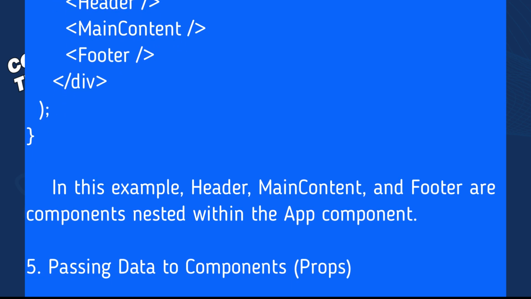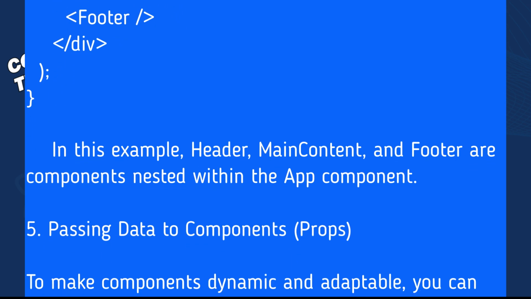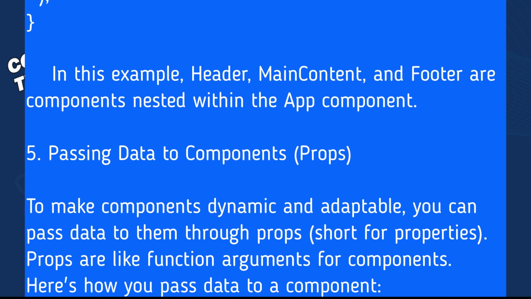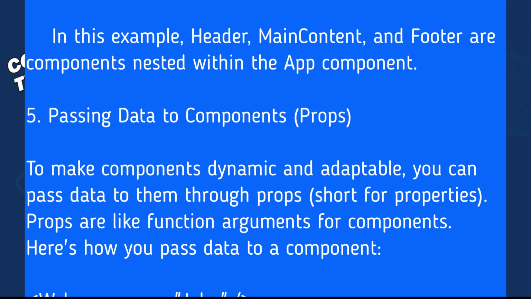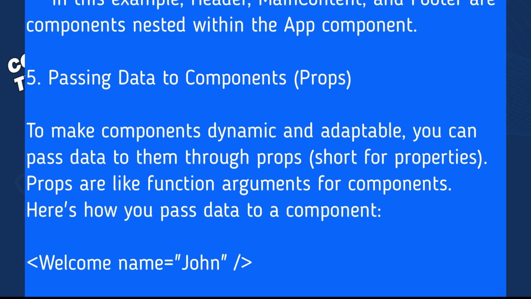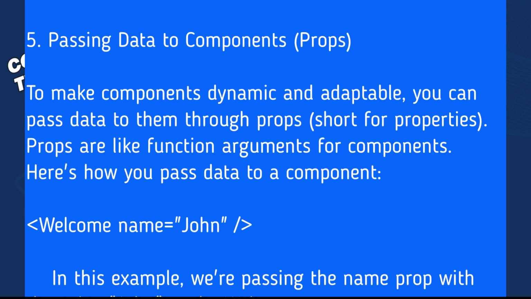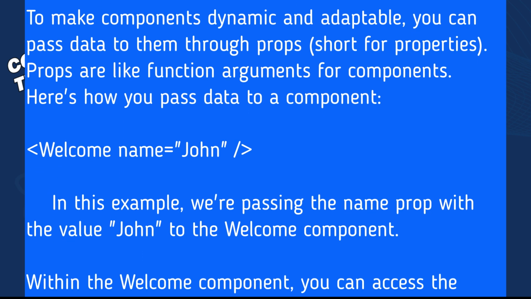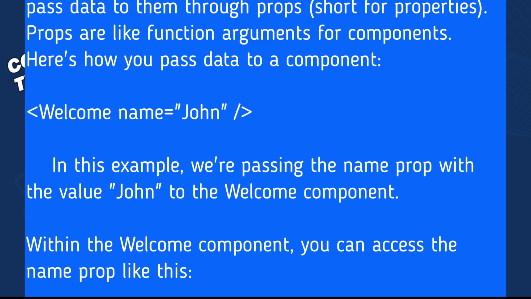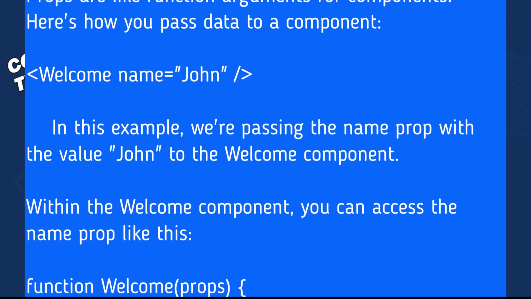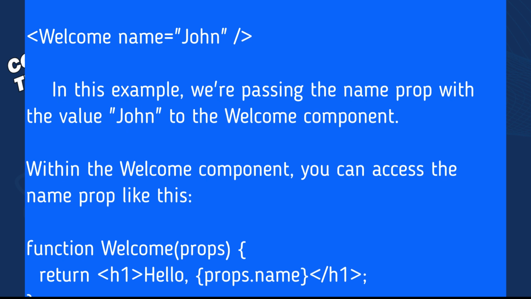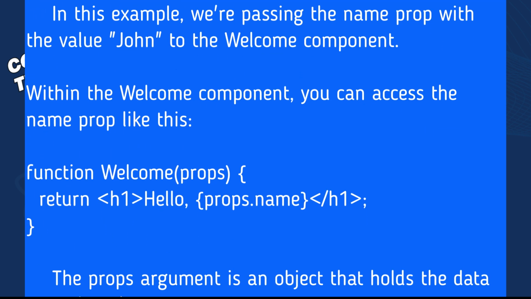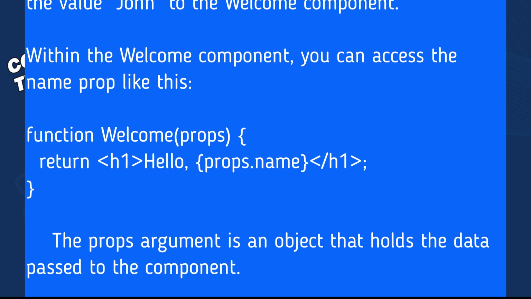5. Passing data to components: props. To make components dynamic and adaptable, you can pass data to them through props, short for properties. Props are like function arguments for components. Here's how you pass data to a component: Welcome name equals John. In this example, we're passing the name prop with the value John to the Welcome component. Within the Welcome component, you can access the name prop like this: function Welcome props, return h1, Hello, props.name, h1. The props argument is an object that holds the data passed to the component.